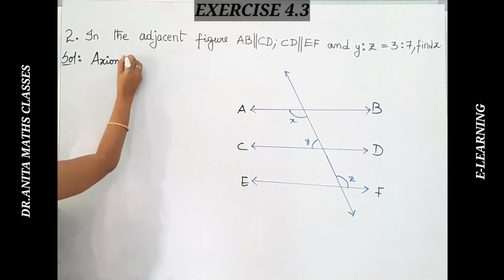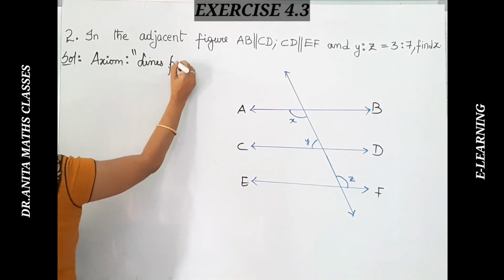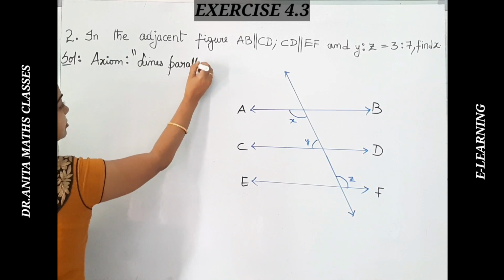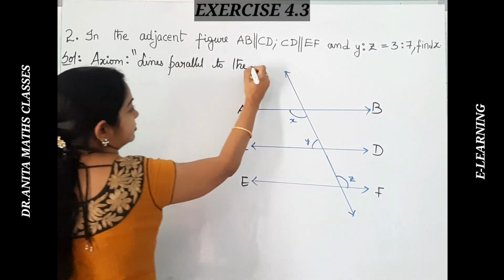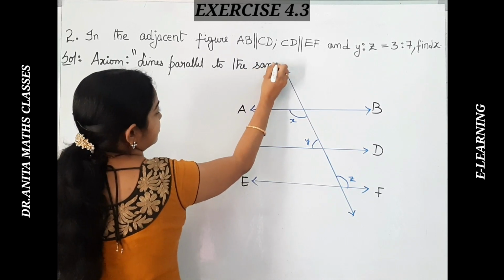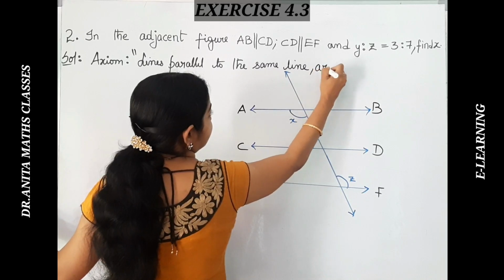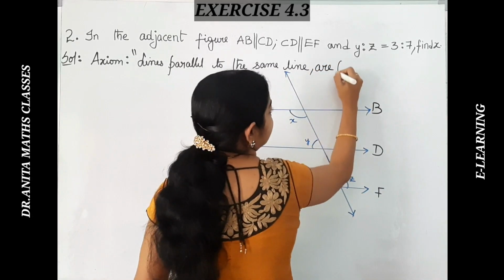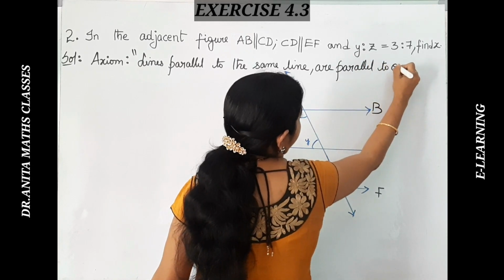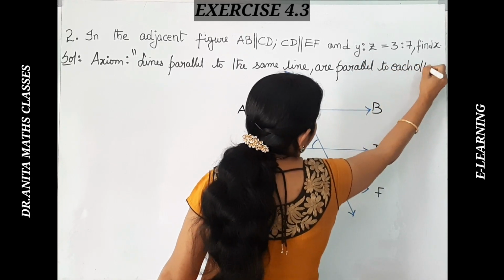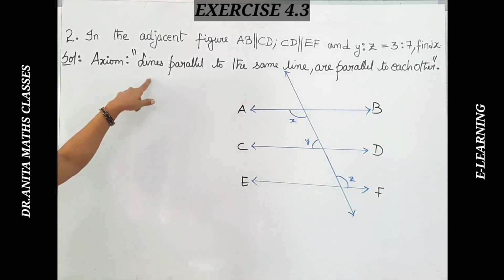Let me write it down. Lines parallel to the same line are parallel to each other. So this is the axiom. Okay, so here this axiom works out.